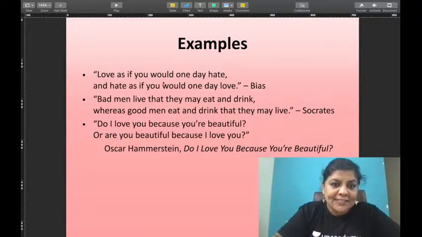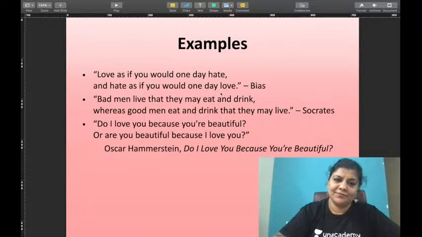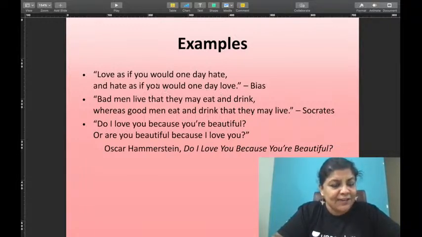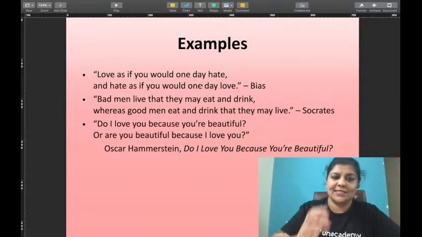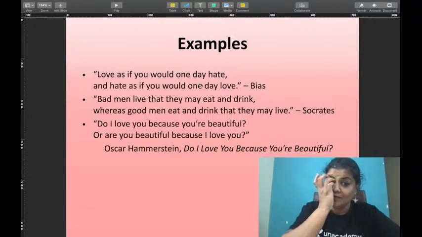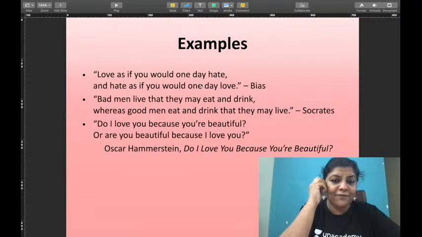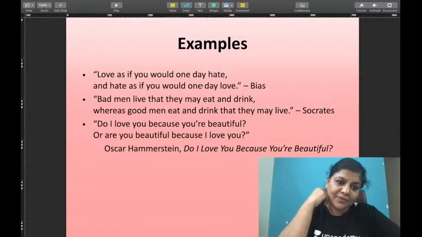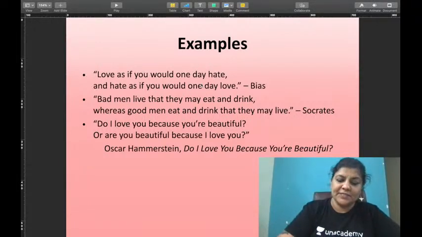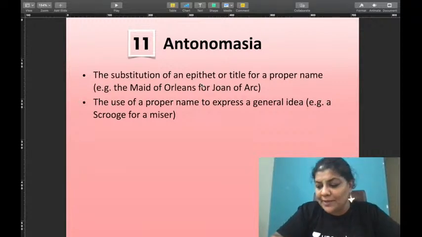Love as if you would one day hate, and hate as if you would one day love. That is also chiasmus. Love as if you would one day hate. Hate as if you would one day love. These are chiasmus.